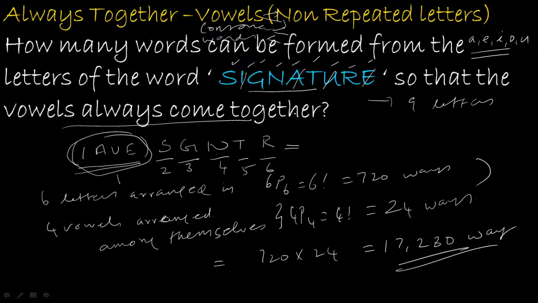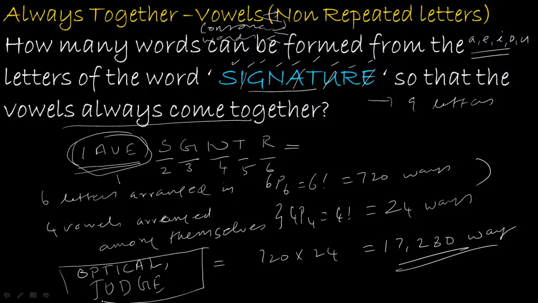Before that, in the same problem, instead of signature, if you take optical, OPTICAL, or you may take judge, JUDGE. So take these two words for your practice under the same condition. If the vowels always come together, how many possible arrangements are there? So test it by yourself.